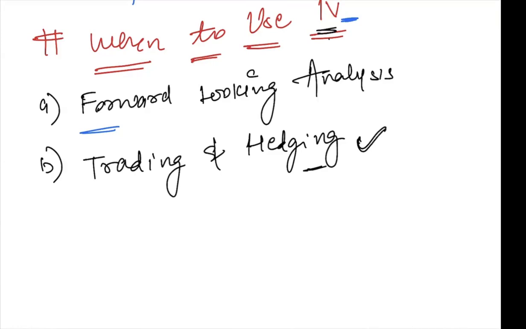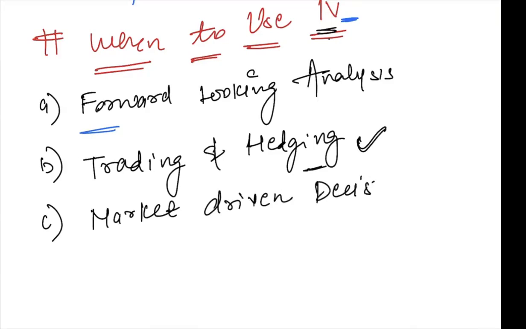And the third is, of course, when you need to take market driven decisions, right? So if I want to make a certain decision, let's say whether to execute a contract or not, that depends on the current market conditions and sentiment, and that is going to determine how your implied volatility will look. So when you need to make any market related decision, that's where you look at the implied volatility. So these are certain cases when you use implied volatility in general.